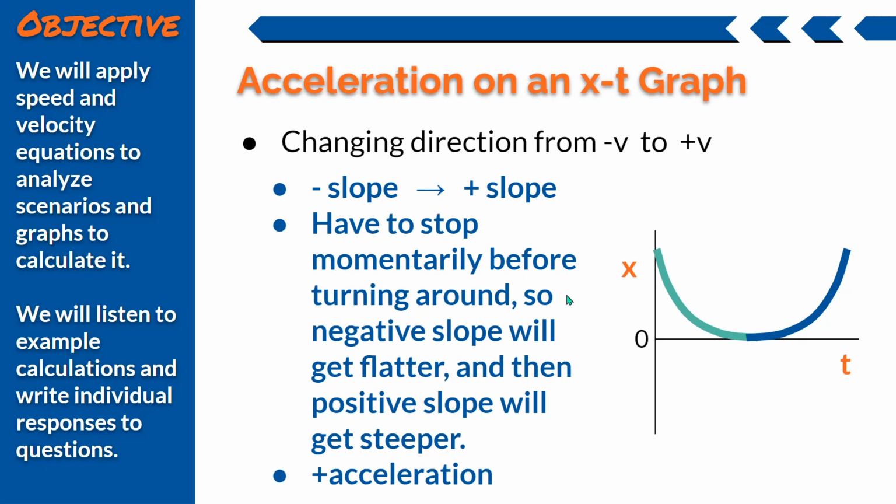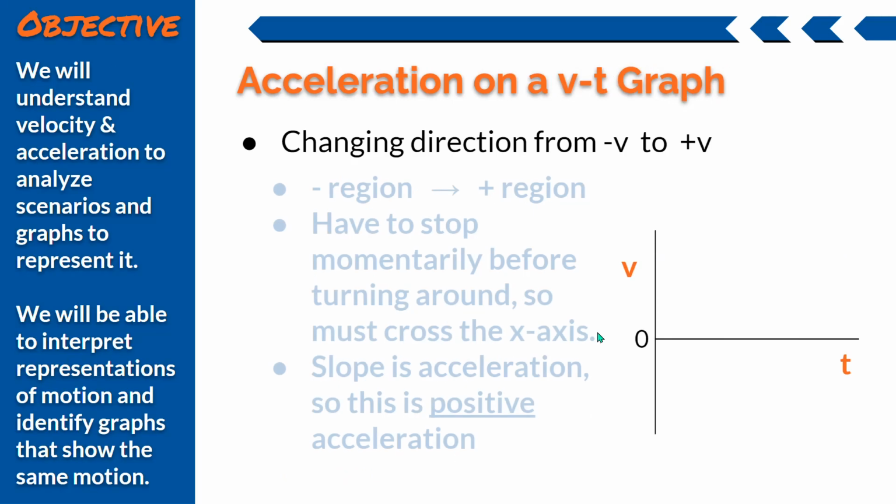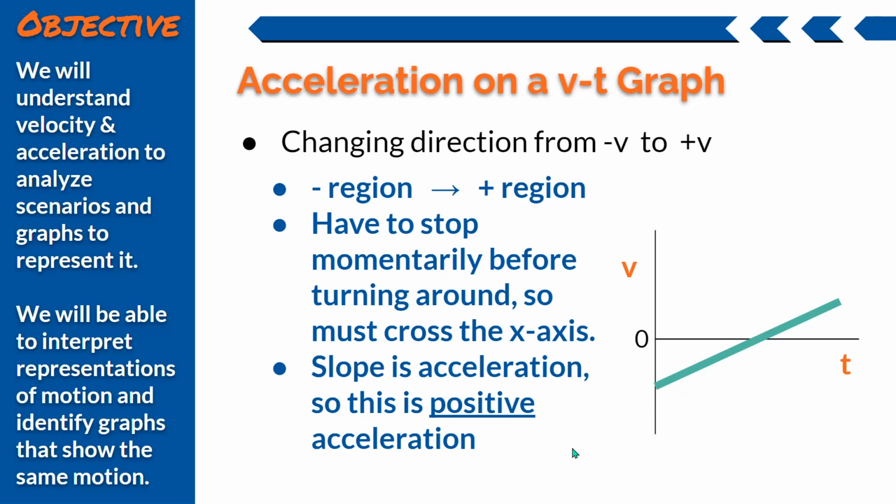The VT graph also looks the opposite of the one we just looked at. My VT graph would look something like this. Again, because it's turning around, you do have to cross that x-axis, but this time it started in the negative region and went into the positive region because it went from negative to positive. Again, my slope is my acceleration. This has a positive slope, and thus this is an example of positive acceleration.